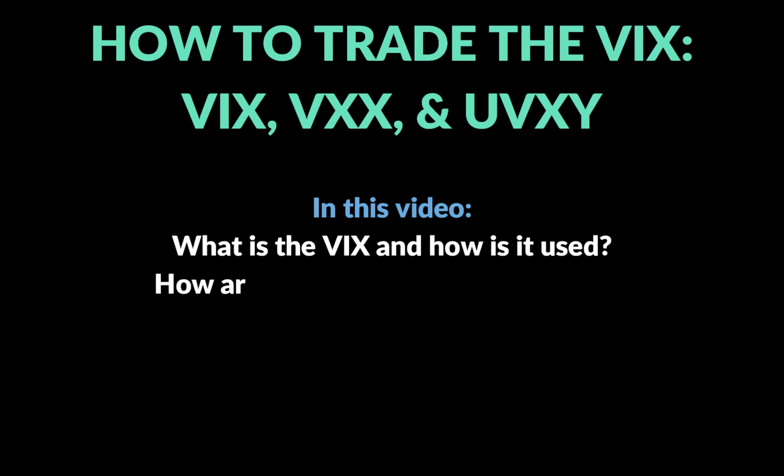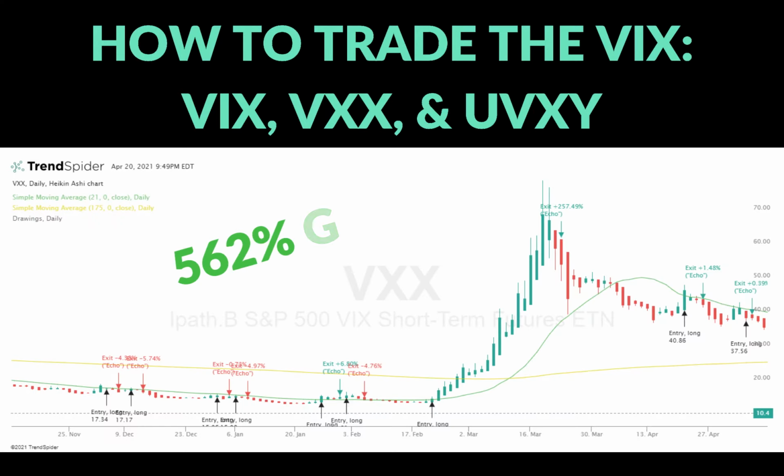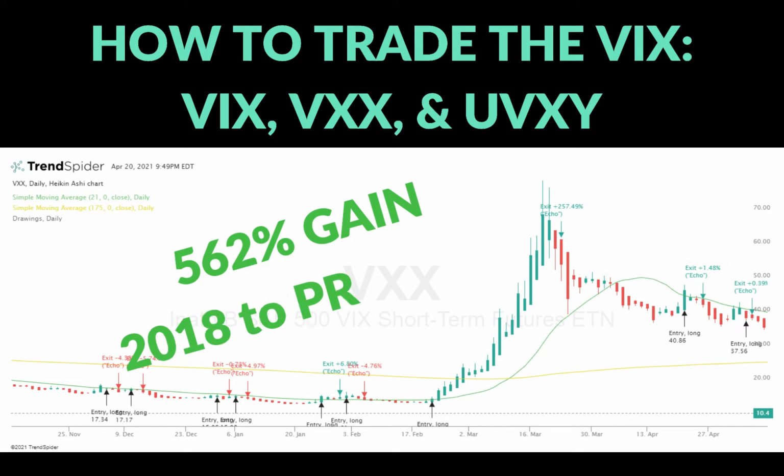So in this video, I'm going to talk a little bit more in depth about what the VIX is and how it's used. I'm going to talk about some instruments that are used to trade the VIX, because you can't actually trade the VIX itself. You can only trade derivatives of it, like options, and then some of these other names that I'm going to talk about, VXX and UVXY. And at the end of the video, I have a trading strategy that I've backtested using TRENDSPIDER, and I'm going to show you some strategies for trying to trade VXX and UVXY, which are both instruments that track the VIX.